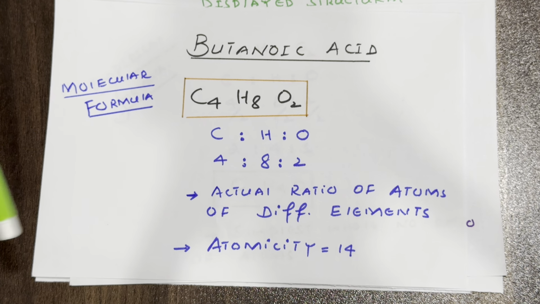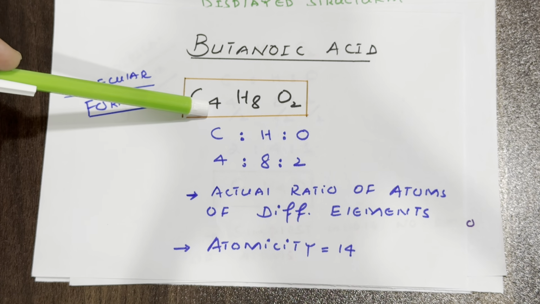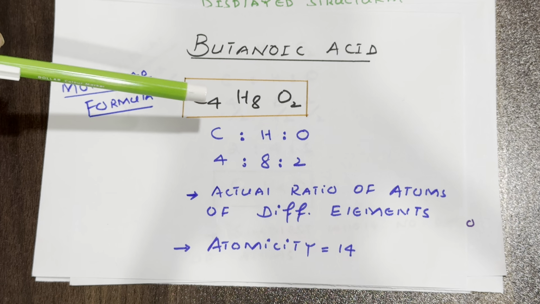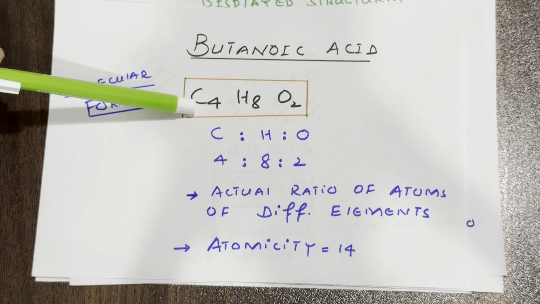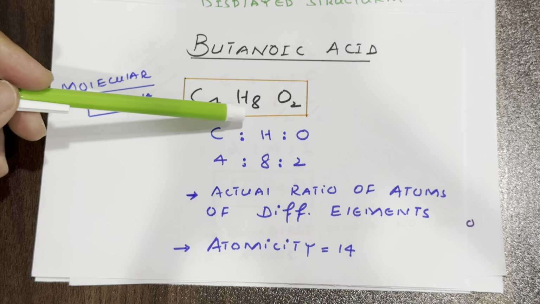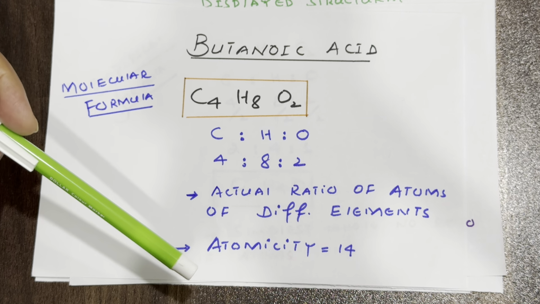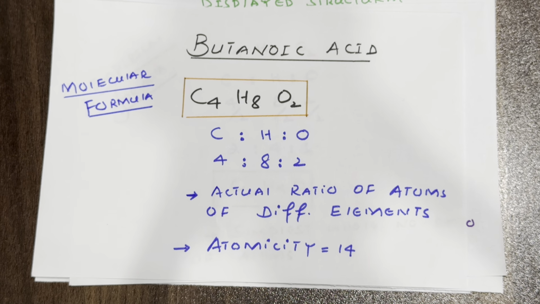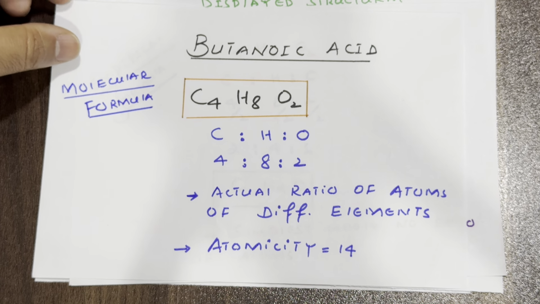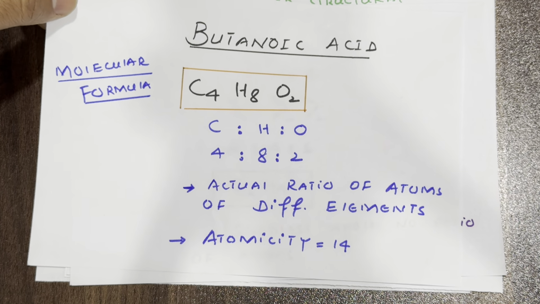It is also showing the atomicity of the individual atoms. Like the atomicity of carbon is 4. Atomicity means the number of atoms. So there are 4 atoms of carbon, its atomicity will be 4. Atomicity of hydrogen is 8, that of oxygen is 2, and the total number of atoms in butanoic acid is 14, so its total atomicity will be 14. This is the formula which shows the chemical composition of any organic compound.